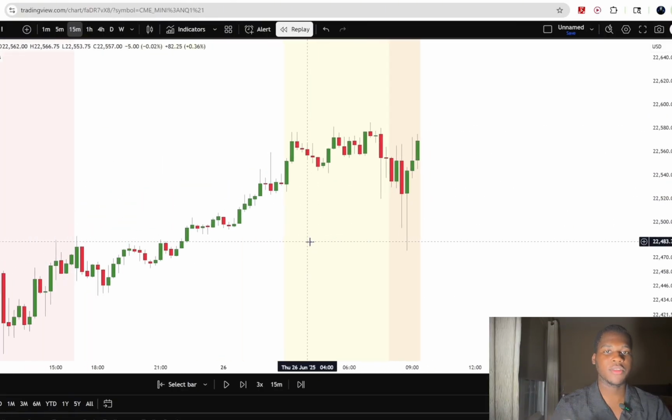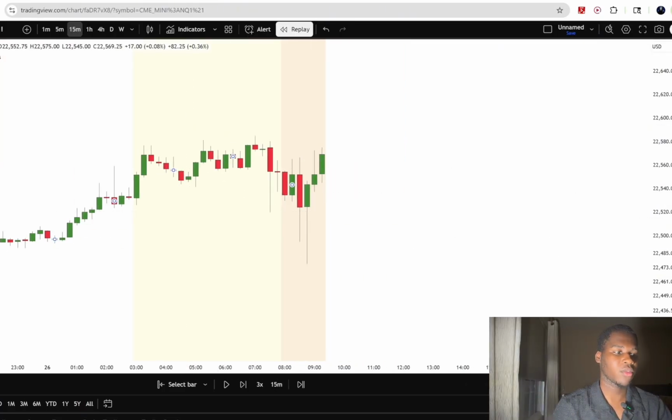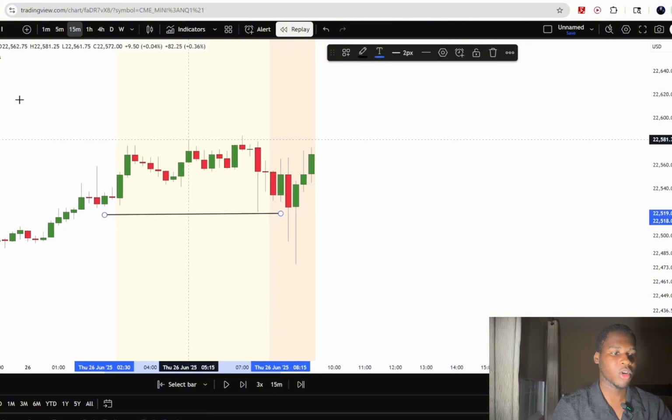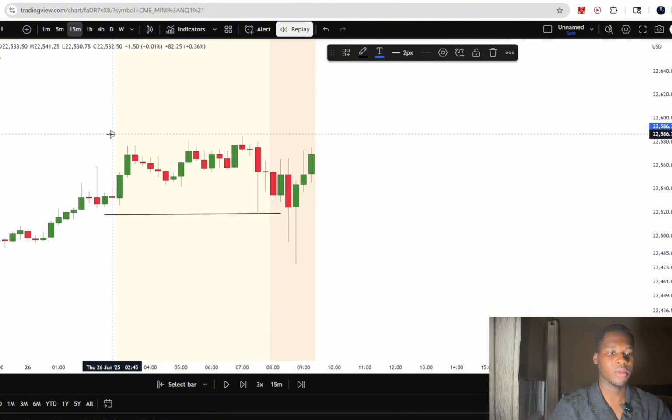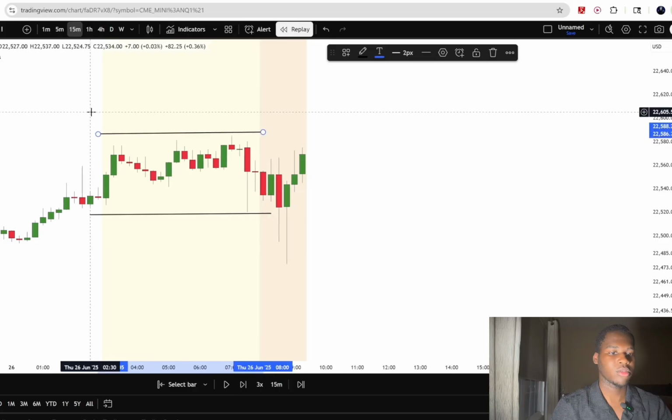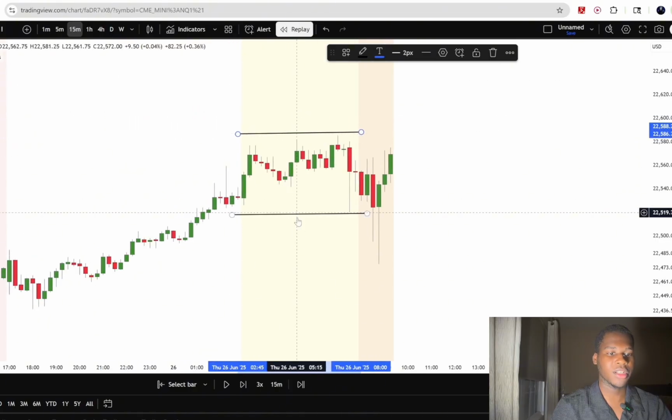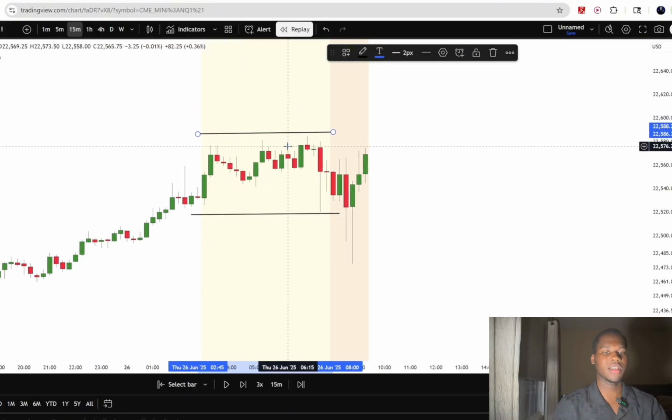First, we want to identify where is liquidity resting at. So we mark off London low, which is right here, and we also mark off London high, which is up here. So this is our area of liquidity, just like in our example. And what is our next step? We wait for that liquidity sweep.